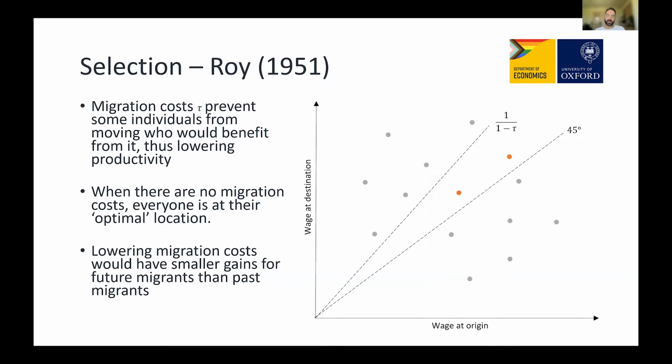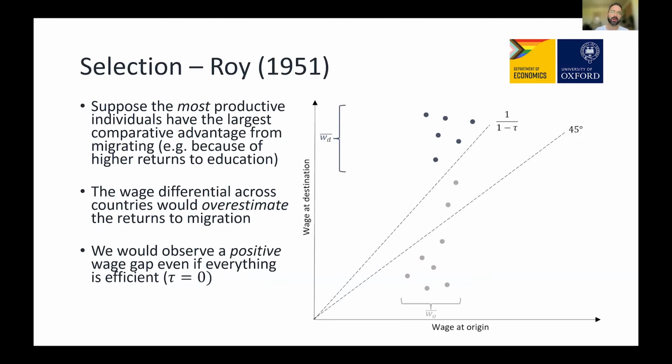Now, maybe the picture in reality doesn't quite look like this. Maybe people's wages at the origin and at the destination are correlated. So here I've drawn a picture where people who earn relatively a lot at the origin are also those who earn a lot at the destination. And this is maybe because, for example, highly educated people earn more wherever they are, right?